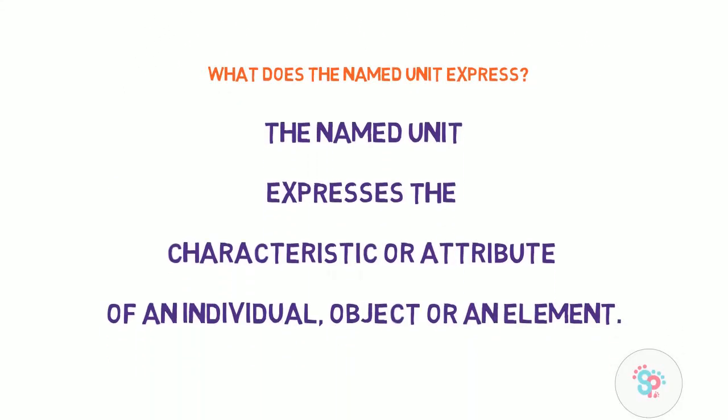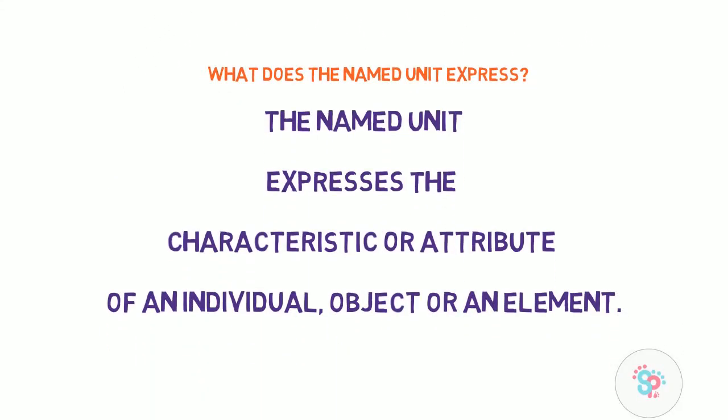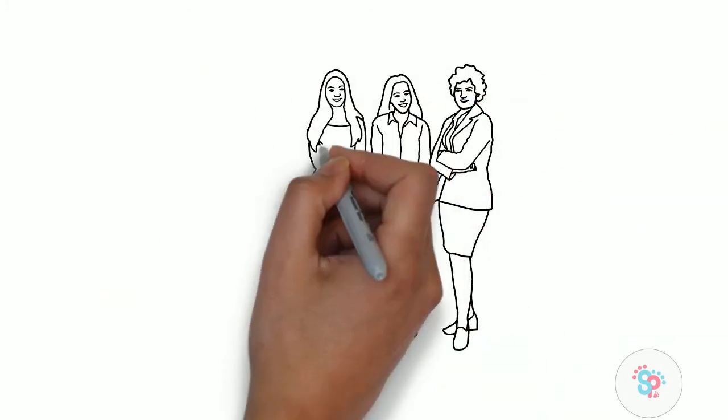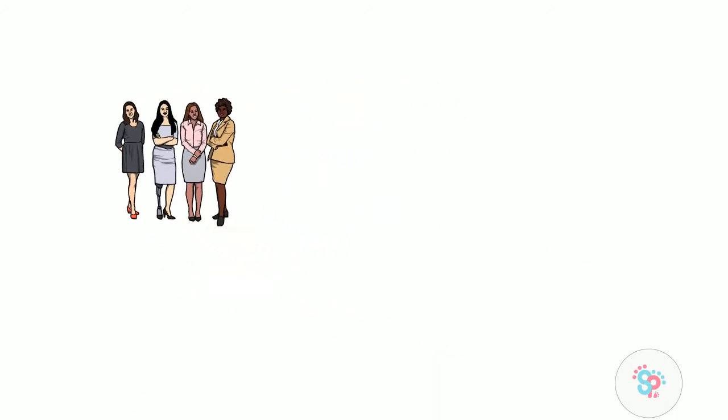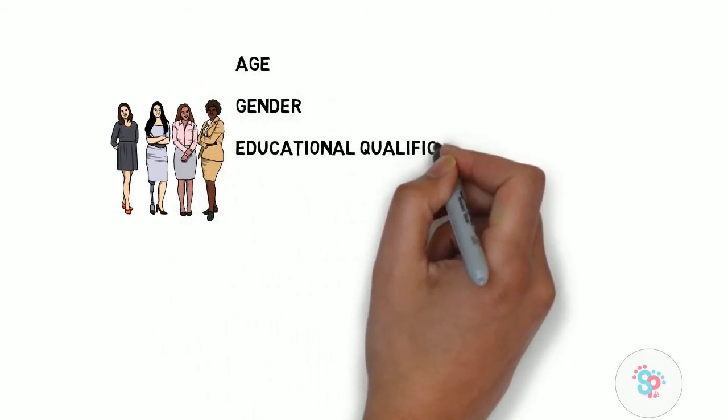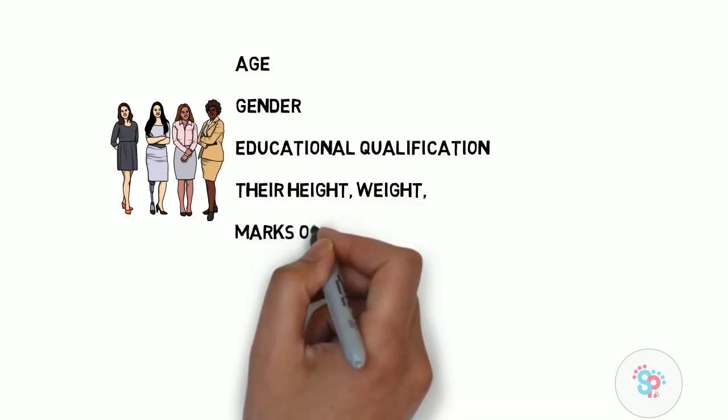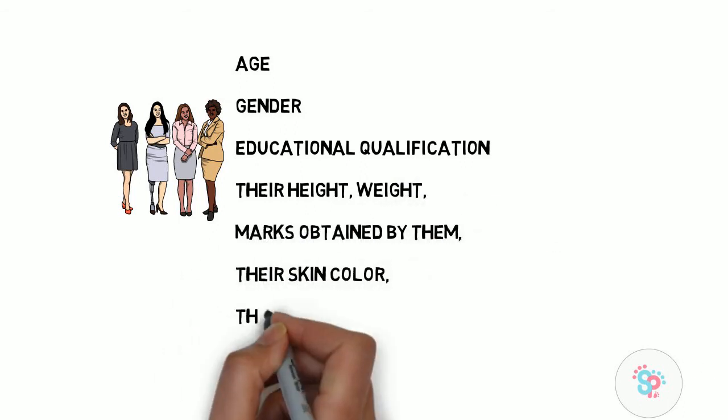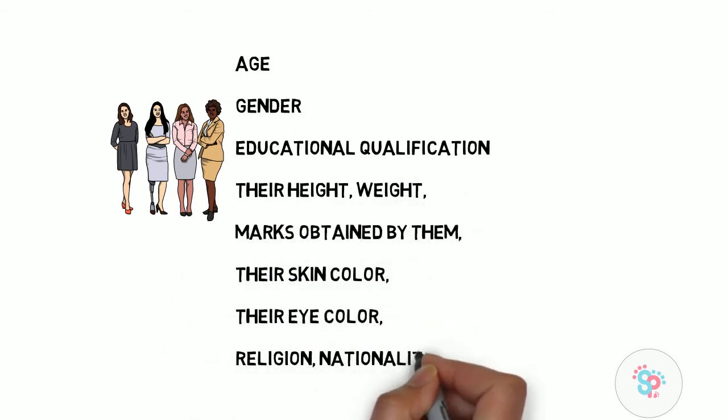The named unit expresses the characteristic or attribute of an individual object or an element. The characteristic or attribute of an individual may be their name, their age, gender, educational qualification, their height, weight, marks obtained by them, their skin color, their eye color, their religion, nationality, and a lot more like this.